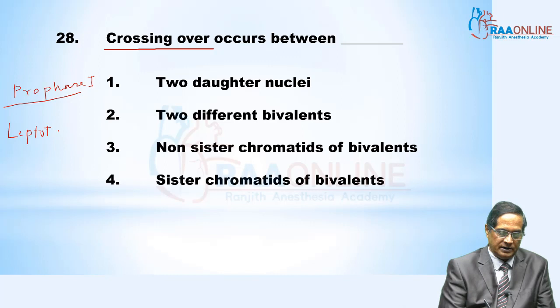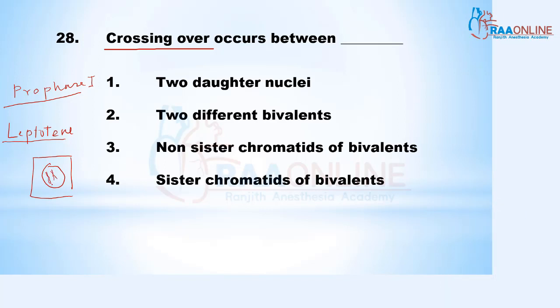In leptotene, chromosomes appear. That is, suppose this is a cell and this is the nucleus. There is gradual appearance of chromosomes as a result of condensation and dehydration.